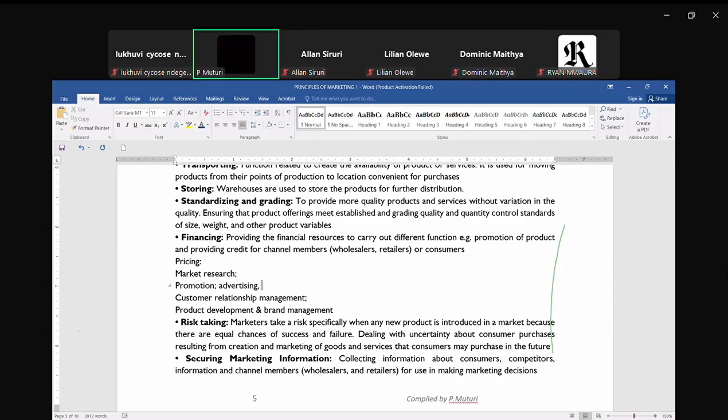So advertising is part of promotion. It's not like we have left it. In promotion, we also have what we call sales promotion. In promotion, we also have public relations. All those are elements or aspects of promotion. Yeah. The others, I would want you to put them in.